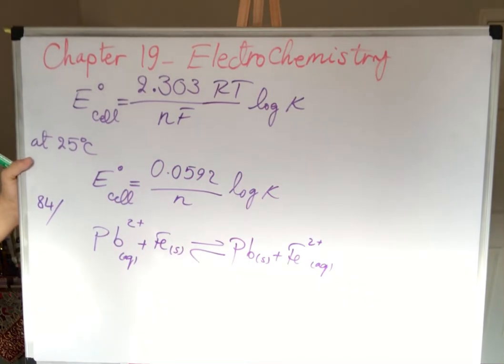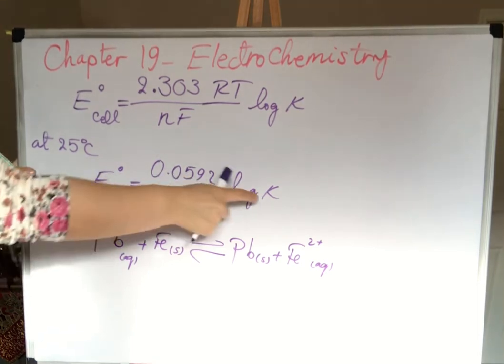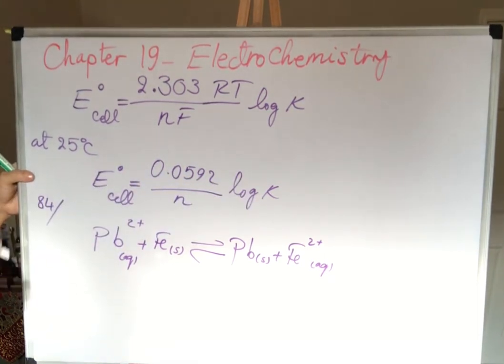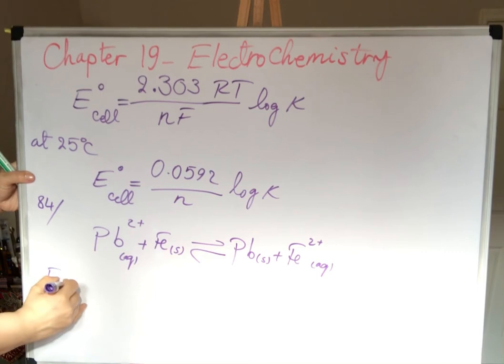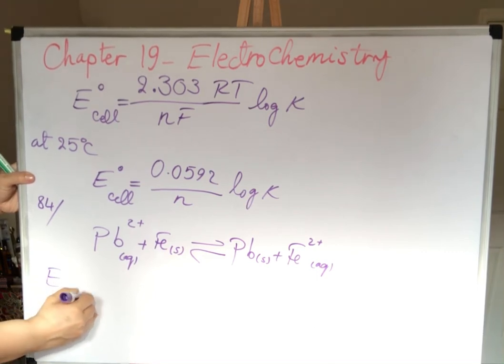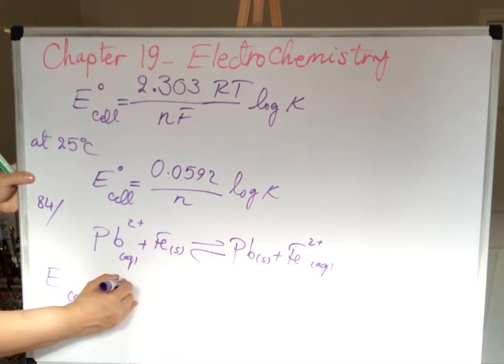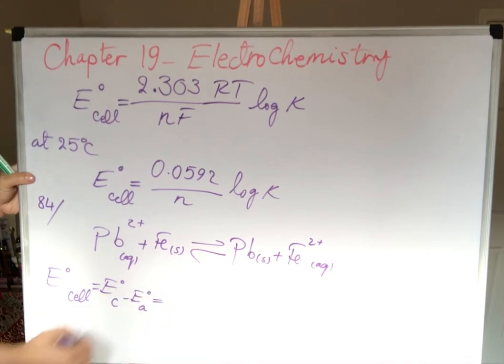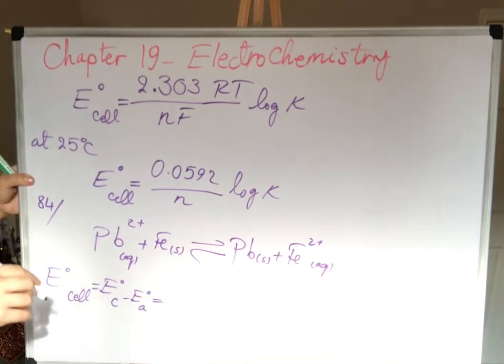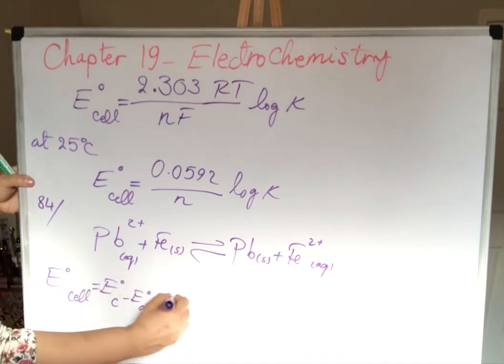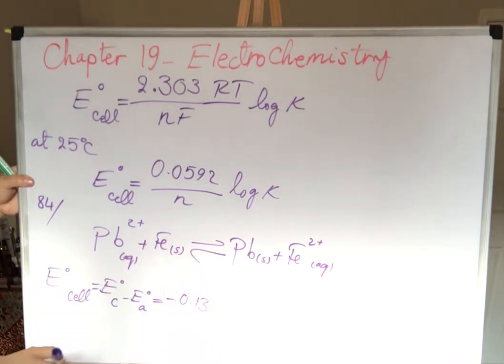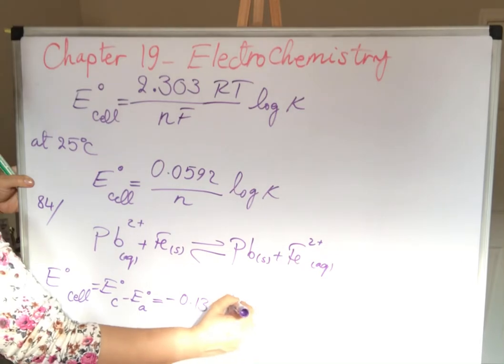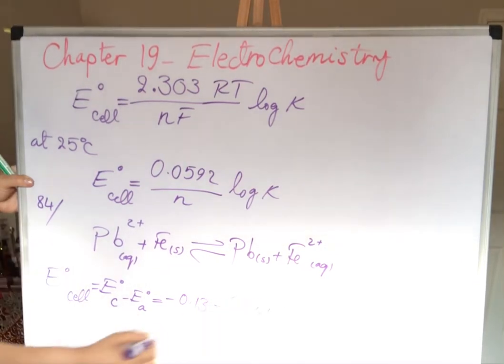Alright, so first we need to find the cell potential, right? Because we just need to have one unknown. E standard of cell is E standard of the cathode minus E standard of the anode. These will be given, or you need to find them from the table based on what you have. So you have 0.13 minus 0.41 again, minus.